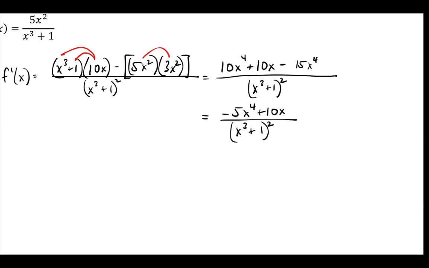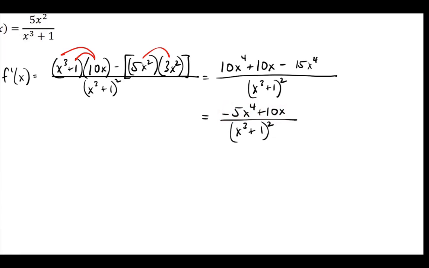How do I know I'm done or if I can go further? Here's what we can do. You can see on top here, I can factor out. What can I factor out on top? What do those two terms have in common? A negative 5 and what else? The power of x, right? So I can see I can factor out.